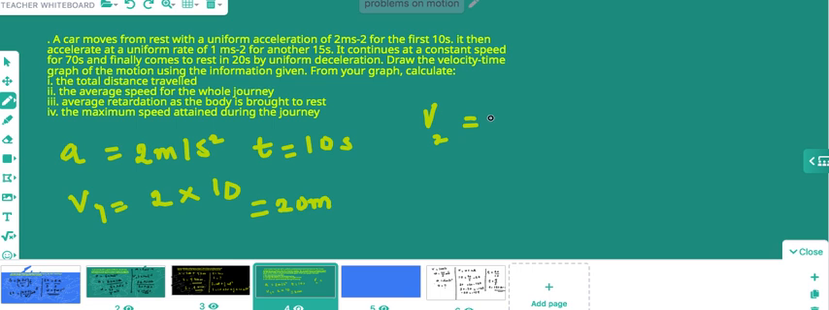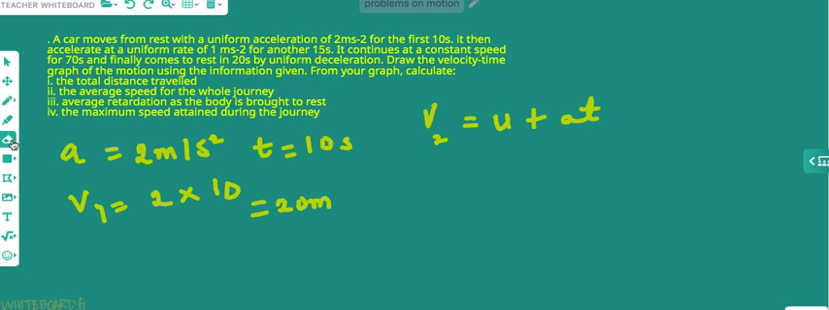So in this one now we're having u plus at. I might not write u, I may write it as v1, because my v1 is now the initial velocity. So it can be v1 plus at. So v2 equals v1 plus at, v1 is 20 plus at.